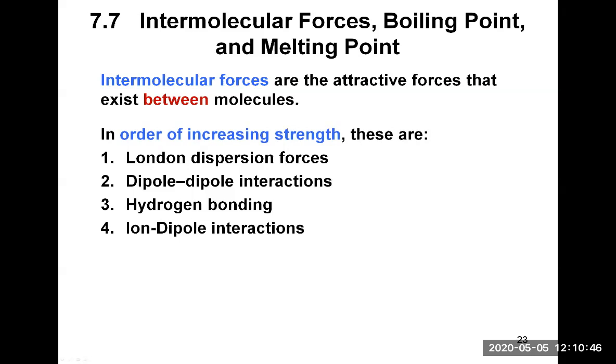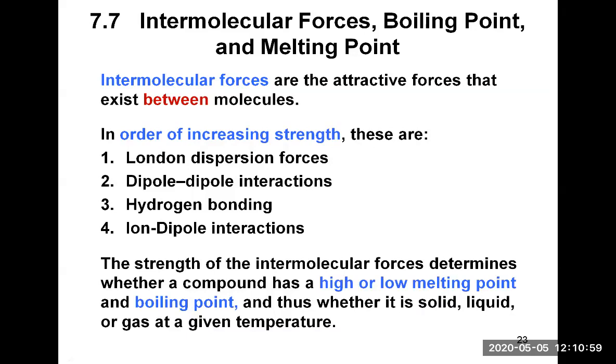There are also the Ion-Dipole Interactions, but these exist between ions and molecules. It's not necessarily within the same substance. So the strengths of the intermolecular forces determine whether a compound has a high or low melting point and boiling point. And thus it determines whether it is a solid, liquid, or a gas at a given temperature.